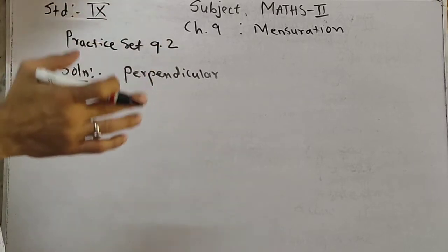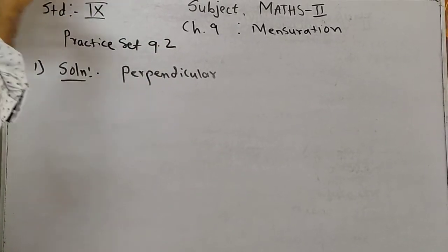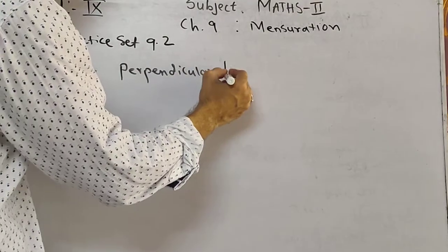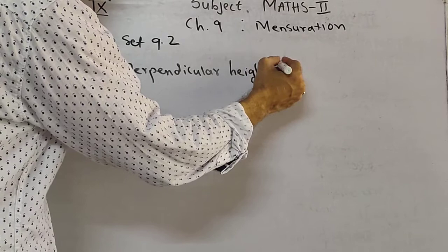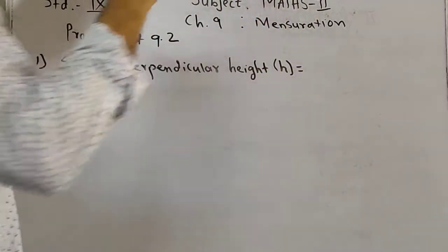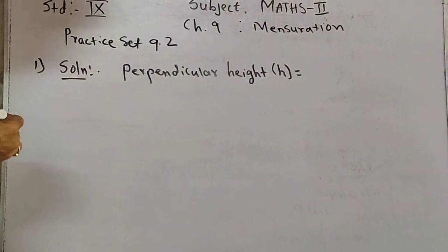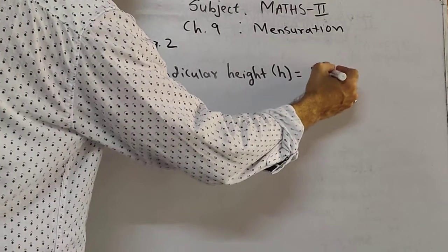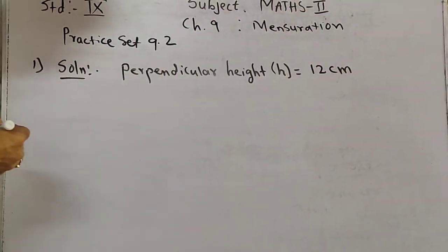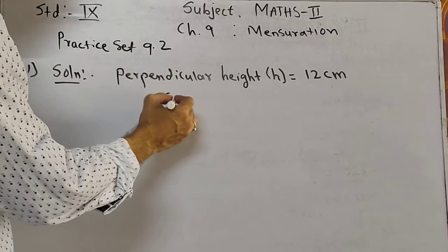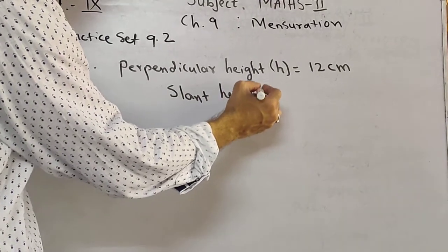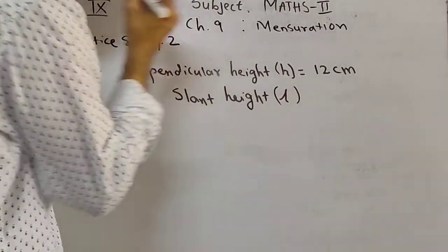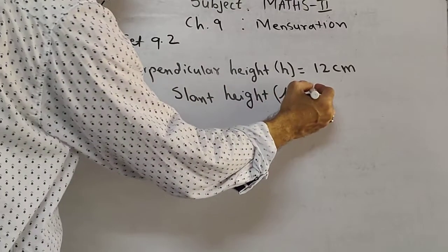Come to sum number 1, practice set 9.2. Perpendicular height, that is h. It is denoted by h. Perpendicular height is given as 12 centimeters. And slant height, now you know, slant height is denoted by L. Slant height is given as 13 centimeters. Very easy sum it is.